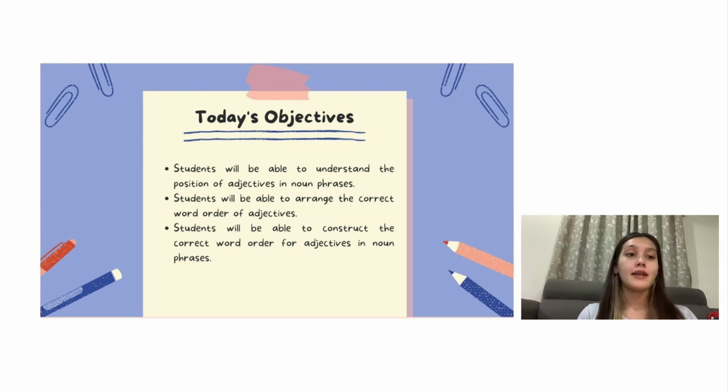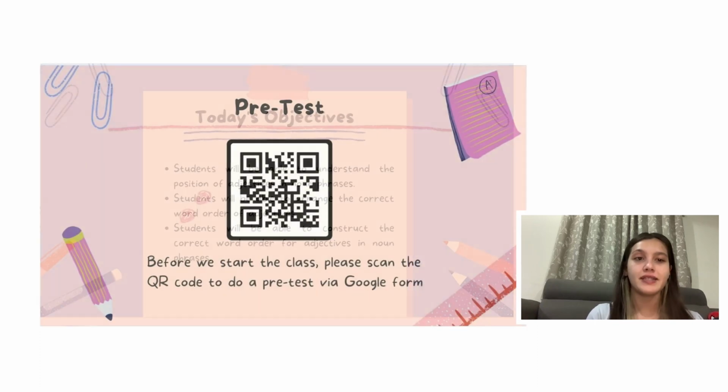This is our class today's objectives. As you can see, first, students will be able to understand the positions of adjectives in noun phrases. Next, students will be able to arrange the correct word order for adjectives. And the last one, students will be able to construct the correct word order for adjectives in noun phrases.